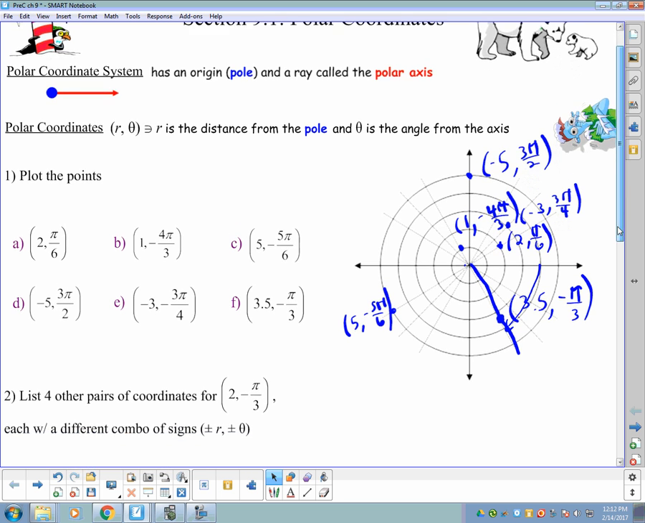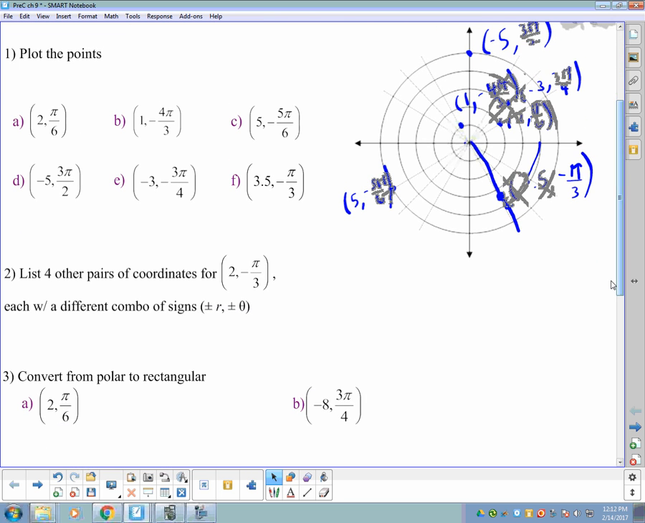Could you, right now, list 4 other pairs of coordinates for 2 comma negative pi over 3? So if I had a point at 2 comma negative pi over 3 on the polar coordinate grid, maybe I'll do it up here. We'll reuse this grid. So in red, I'll do 2 comma negative pi over 3. So I'd be negative pi over 3 out and 2 down. So here's the point right here, 2 comma negative pi over 3.